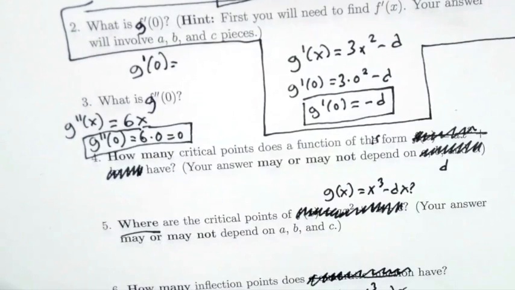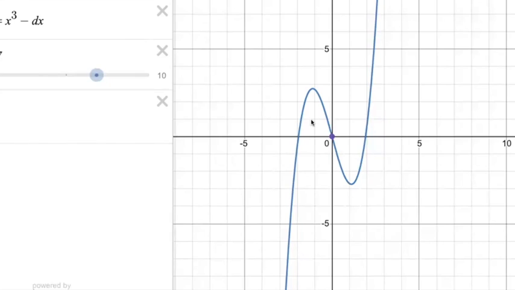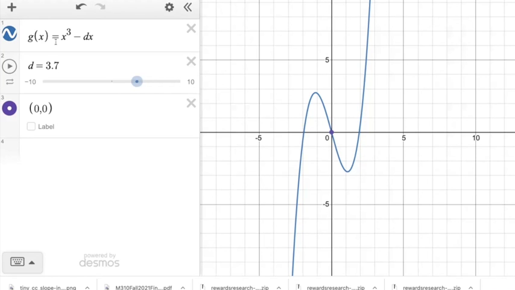Well, it's kind of interesting because when g of 0 is 0, the parameter definitely doesn't affect that. So what that means is if you wanted to fit something to this curve and it did not have g of 0 equals 0, you would be out of luck. You can't say I want to have a curve of this x cubed minus dx form that passes through 0, 1, because this always passes through 0, 0.